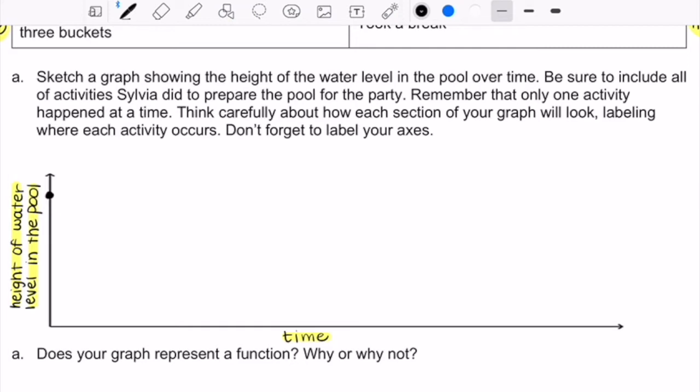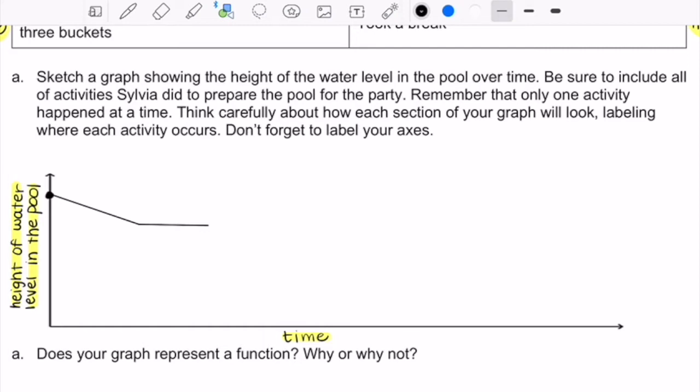Let's say that for starters, Sylvia began by working by herself, so she was removing the water with a single bucket. We might indicate that decrease in the height of the water level in the pool by a line segment that goes down like this with a slightly negative slope. Perhaps at that point, Sylvia got tired and took a break, and so we would represent that break with a horizontal line showing that during that time, the height of the water level in the pool remained the same.